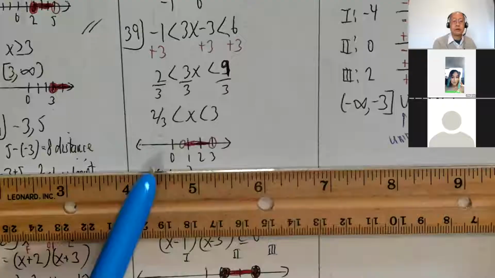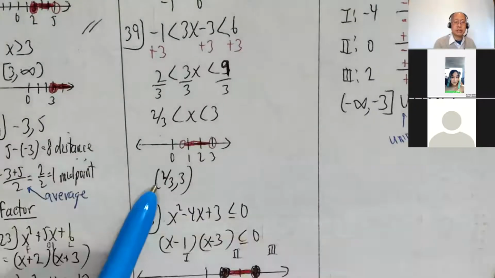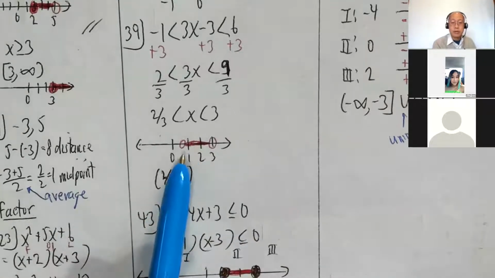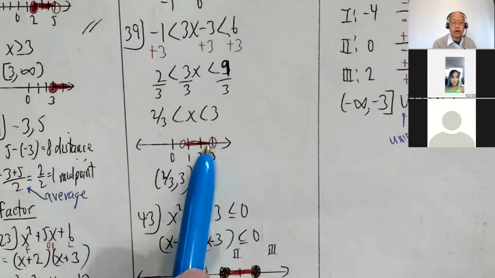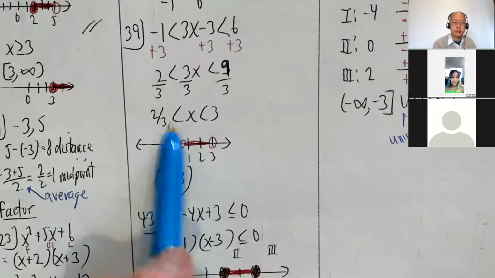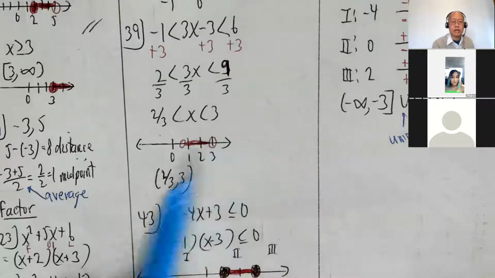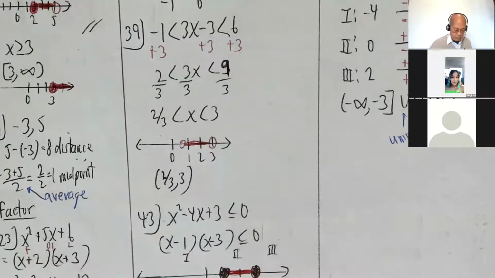Okay, so interval notation is 2/3, 3 in parentheses. So here's my number line. 2/3 is like there, right? Here's 3. Open circles. Don't count 2/3. Don't count 3. Shade everything in between. Right?